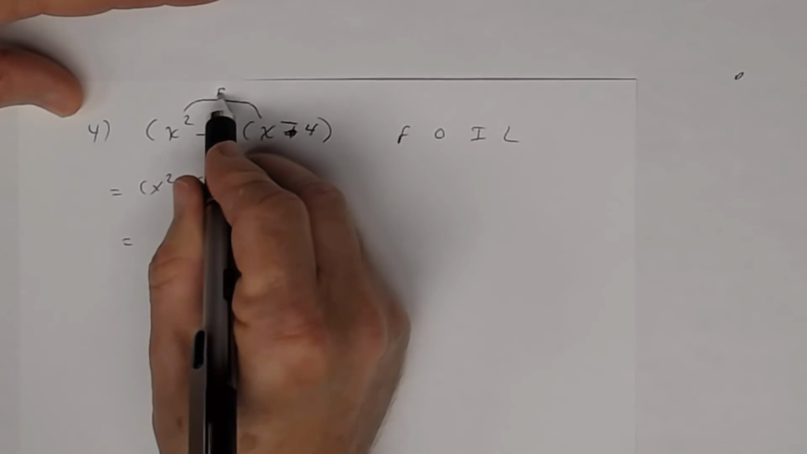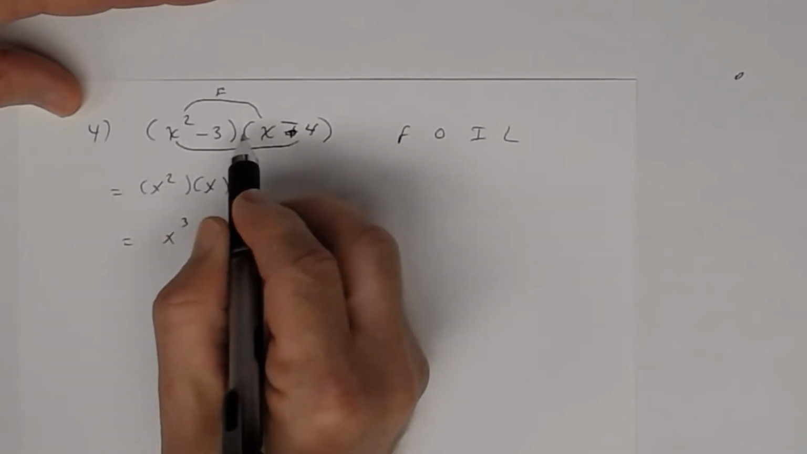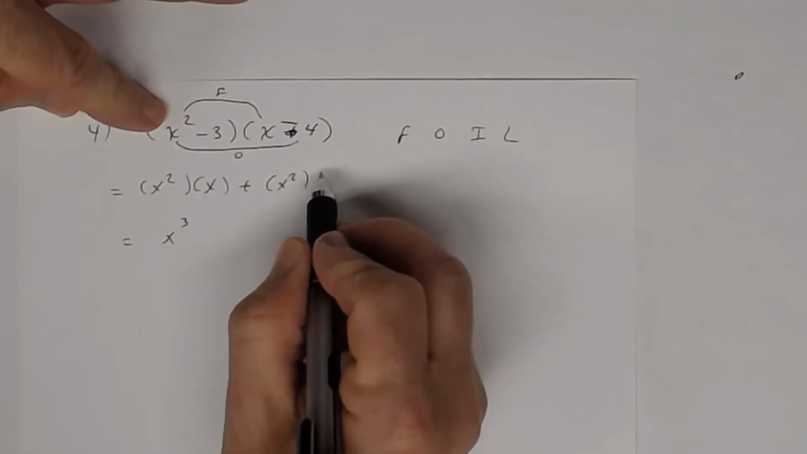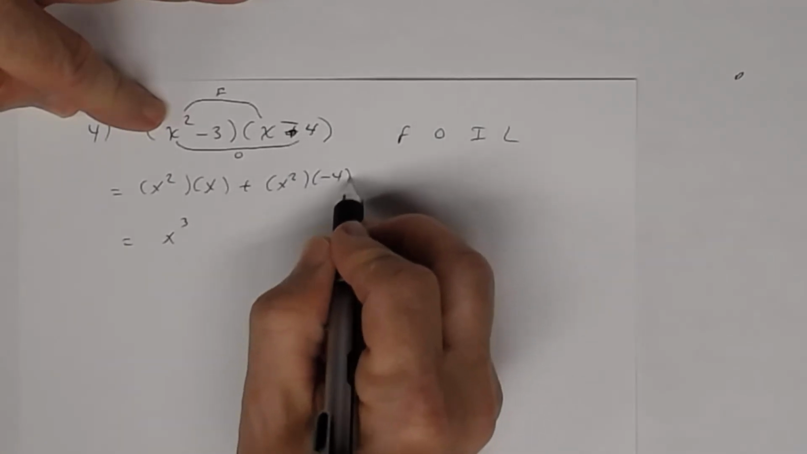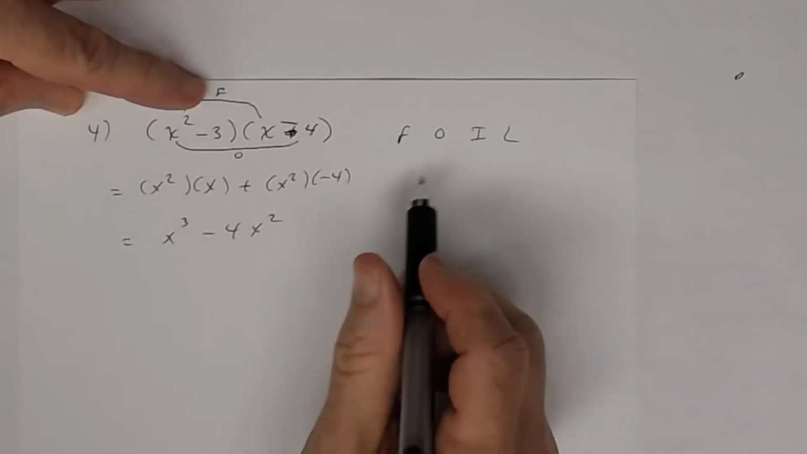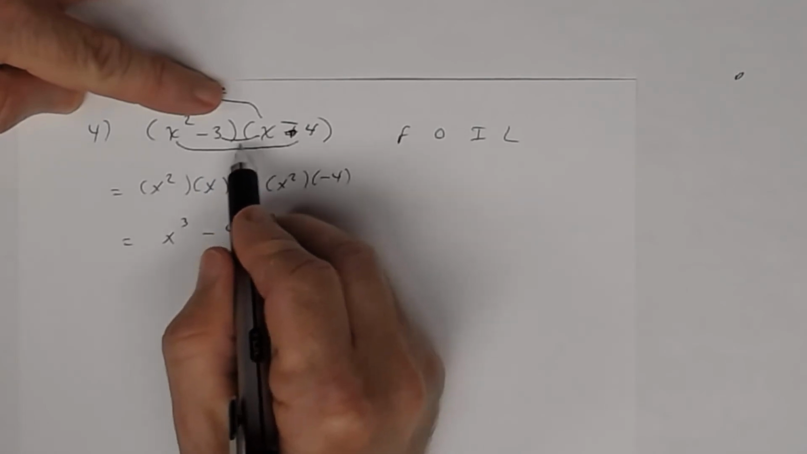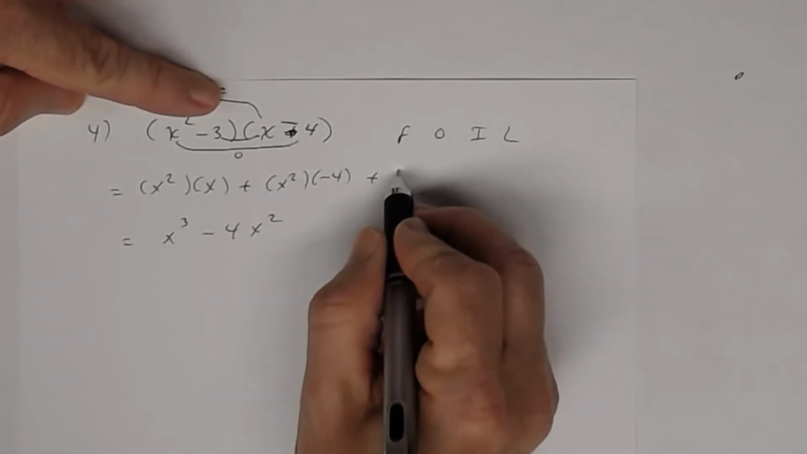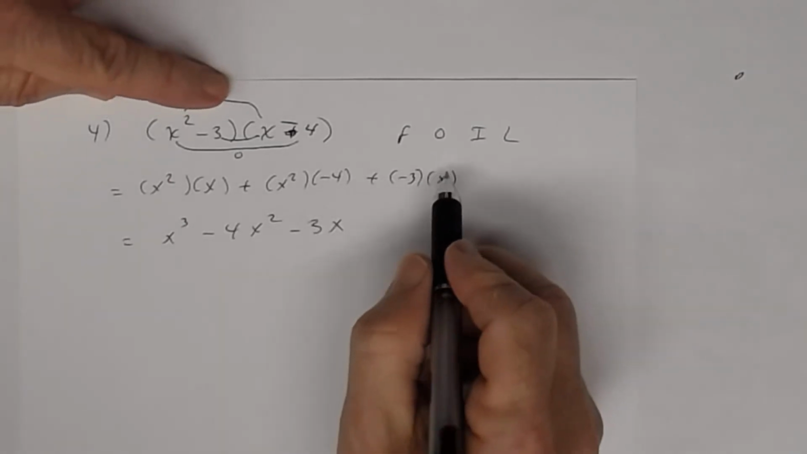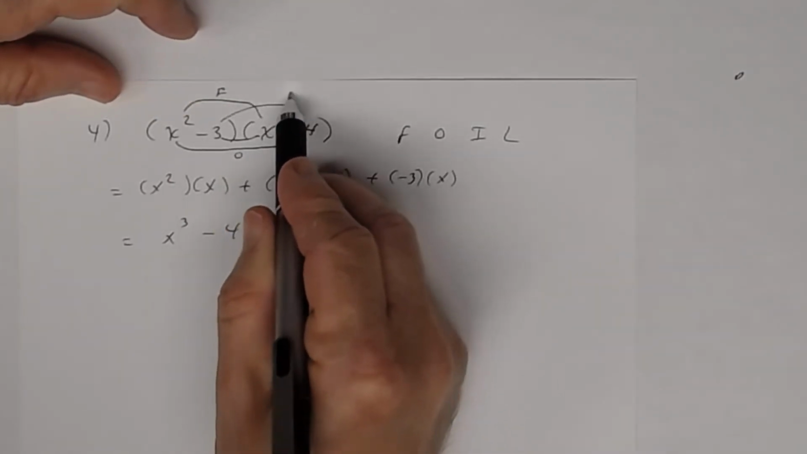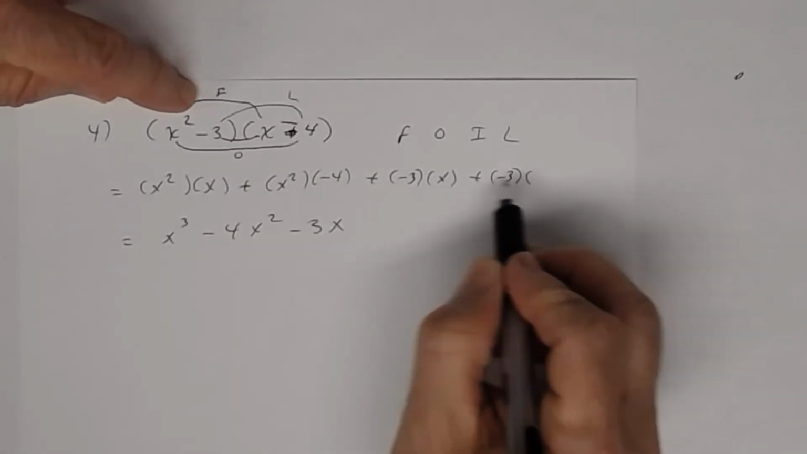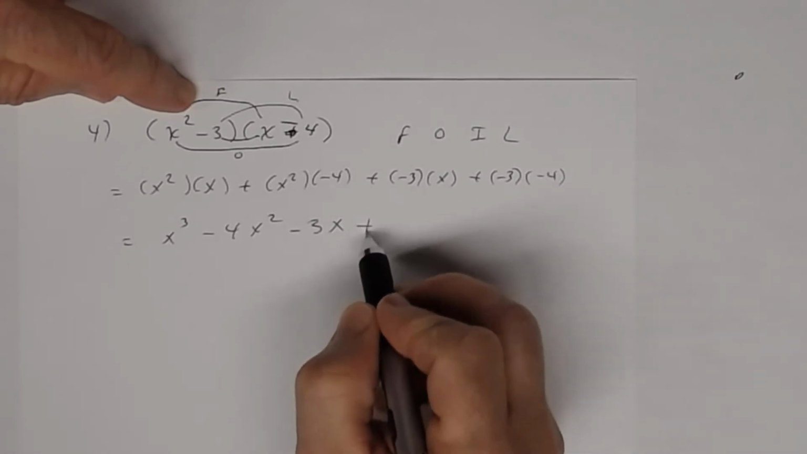So that's your first. The outer, terms on the outside: plus x squared times a negative 4. So x squared times a negative 4 is a negative 4x squared. Now the inner, terms on the inside, a negative 3 times x. So you get plus a negative 3 times x, which is a negative 3x. And then the last terms of each binomial: plus a negative 3 times a negative 4, which is a positive 12.